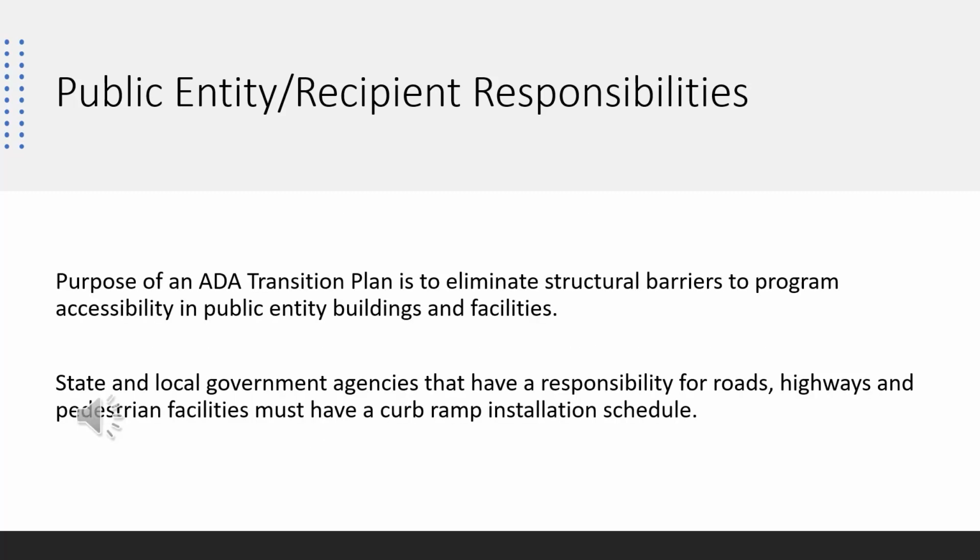The purpose of the ADA transition plan is to eliminate structural barriers to program accessibility in a public entity's buildings and facilities. State and local government agencies that have a responsibility for roads, highways, and pedestrian facilities must also have a curb ramp installation schedule.